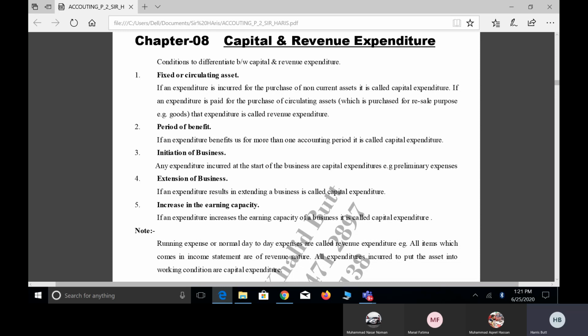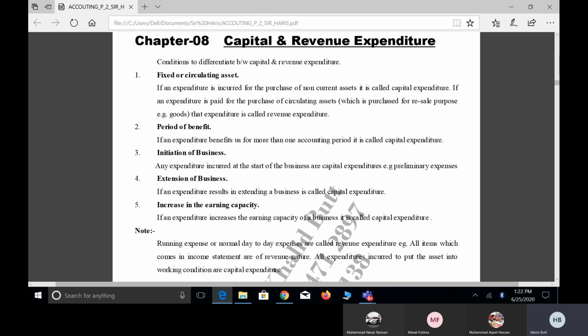The first condition is fixed or circulating asset. Fixed means non-current asset. So if an expenditure is incurred on the purchase of a non-current asset, for example, carriage paid on machinery purchased. You have purchased machinery, but in order to put it into working condition, you have paid carriage or installation expense. That will be treated as part of machinery because it is included in the cost of machinery. So it is a capital expenditure.